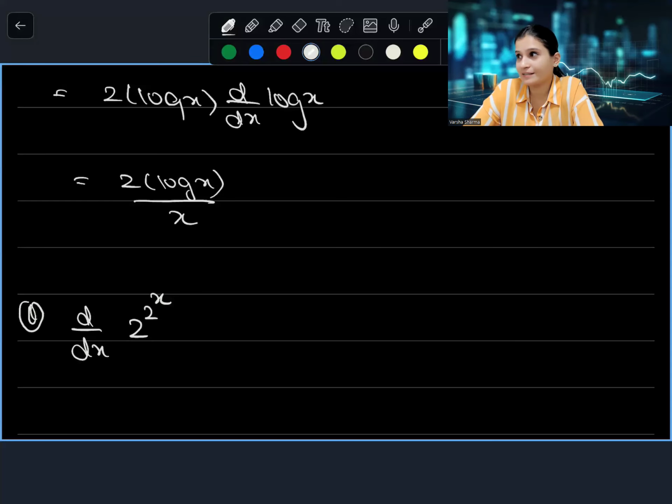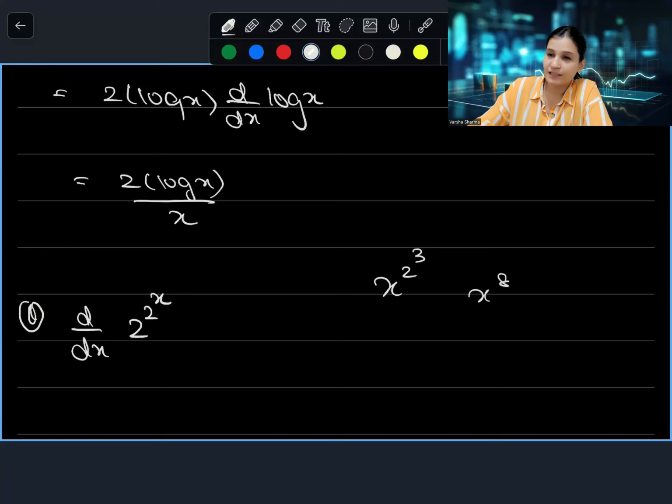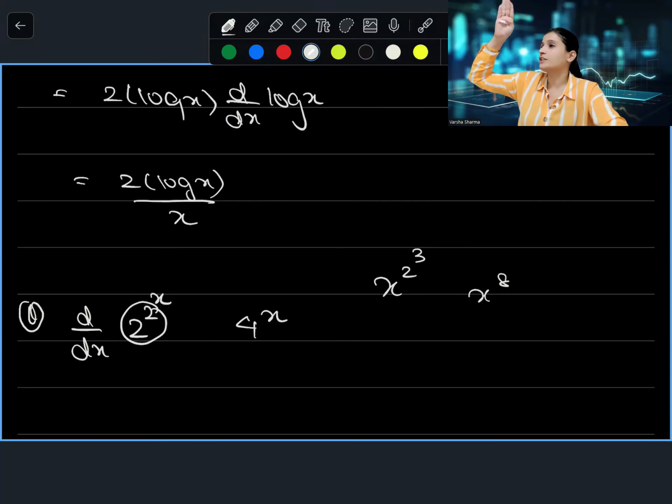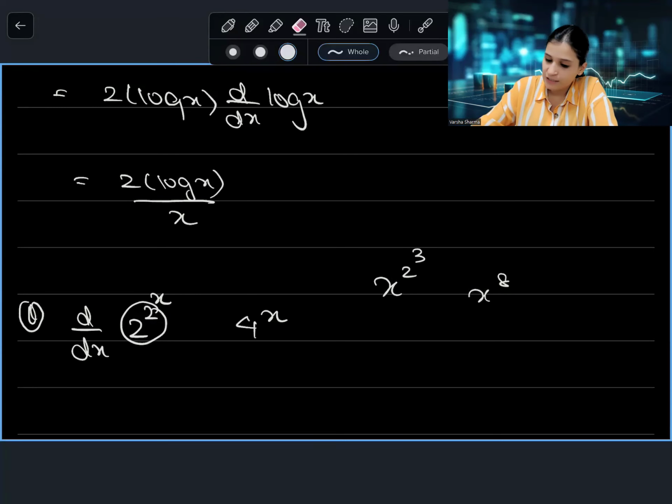It's not 4 power x. When you have x power 2 power 3, it means x power 8. When there are 3 floors, you start solving from the above floor. So first the above 2 floors will be satisfied. So here you cannot write this as 4 to the power x. That's wrong, because you cannot merge the ground floor and the third floor. Clear? Now deal with this.